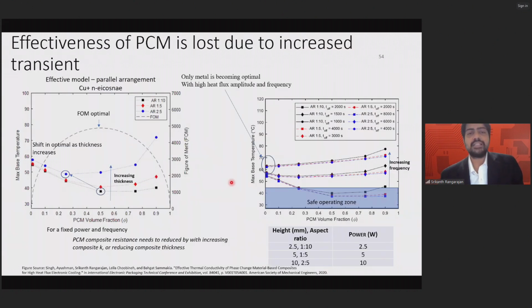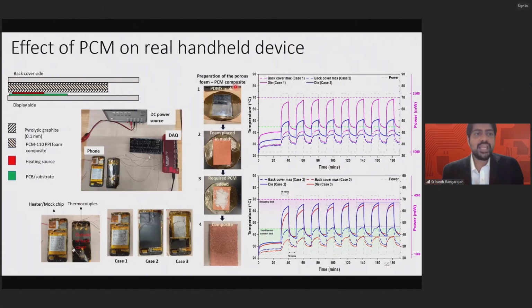We have published a study where we are also trying to look at the limits of phase change material-based composites. It's not always optimal, and only a metal can become optimal with certain heat flux, amplitude and frequency. That becomes really interesting, which means there is a limit to how you can use a phase change material. Today, we are also trying to test the phase change material on real devices, because the dynamics in a real device could be really different from a characterization experiment.